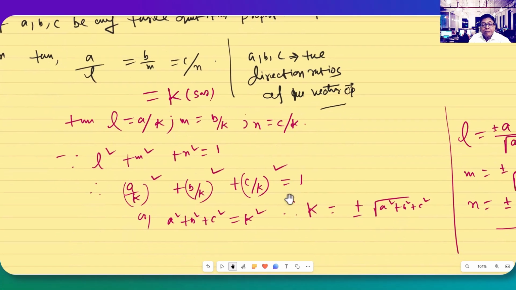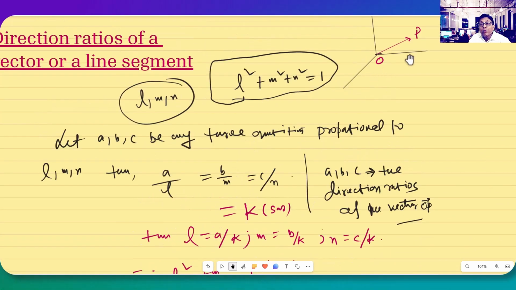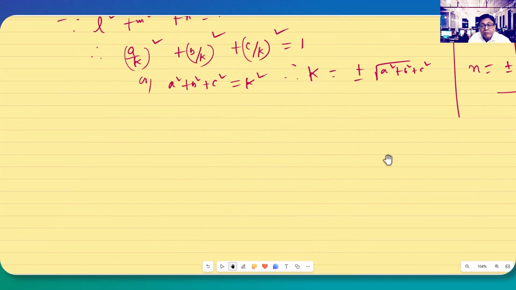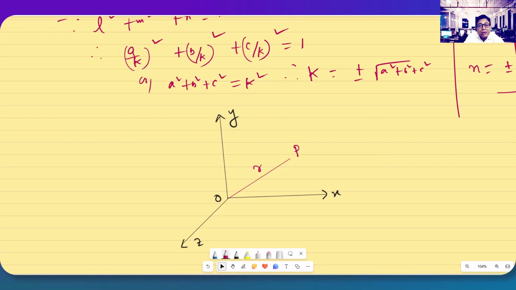Now, can you write the vector OP now? It is given that vector OP has length R. OP equal to R is the vector. Can you write the tip of the vector in terms of L, M, N and R? Let us try. This is very important. How to express the vector or the end of the line segment by using the concept of direction ratios or direction cosines.